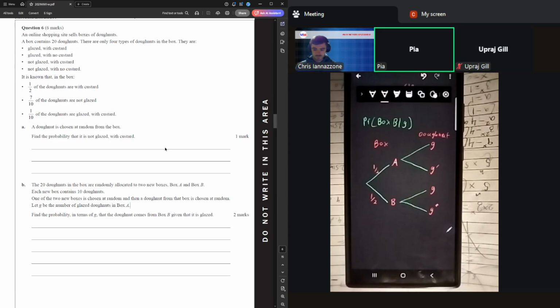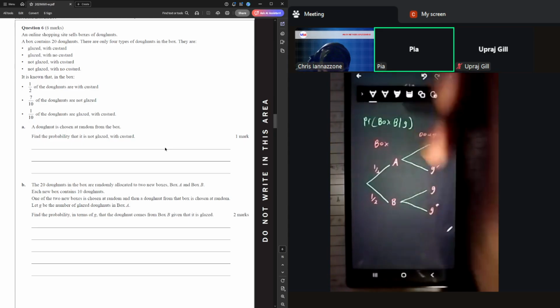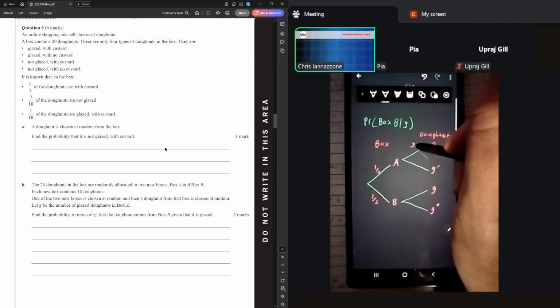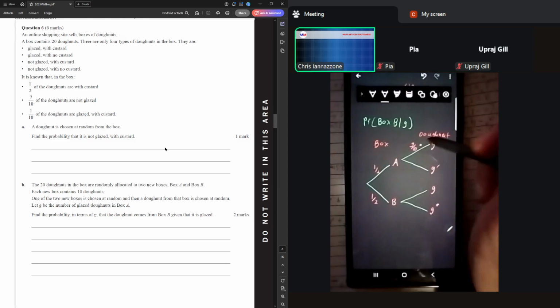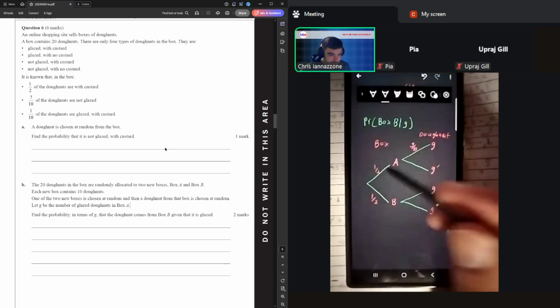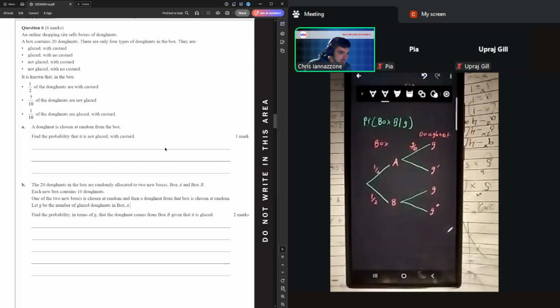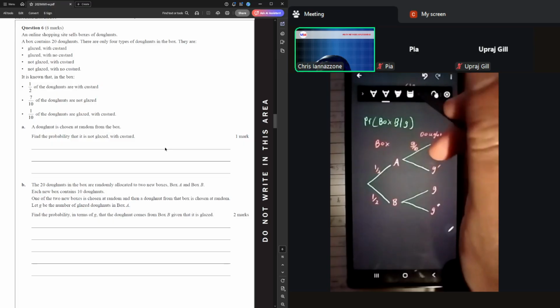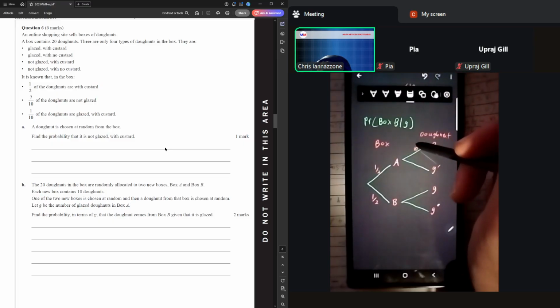For A to glazed, would we go G over 10? That's a very good idea. Yeah, G over 10, absolutely. There's 10 donuts in the box, G of them are glazed. Probability of being glazed, given that it came from box A, right, because it's a box A glazed donut, it's going to be G. Yeah, that's good. That naturally leads into another probability that we could label.